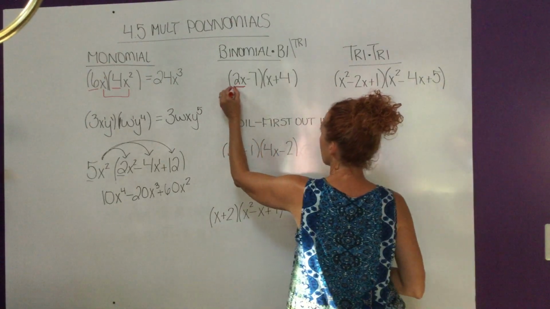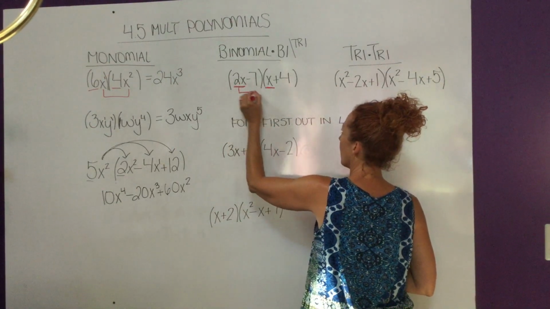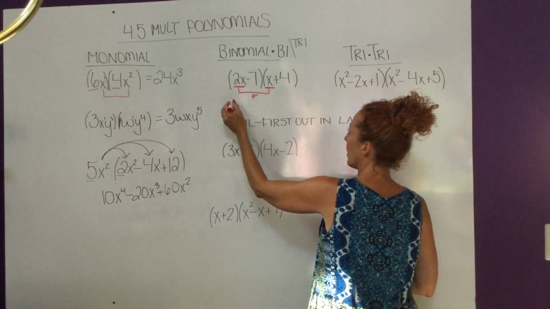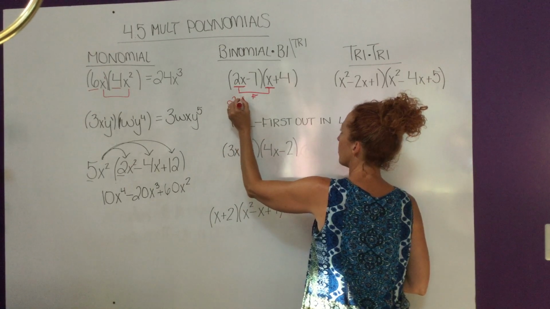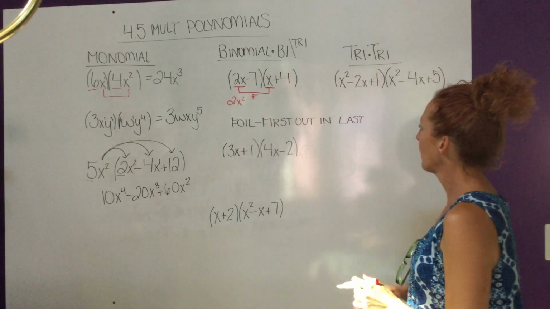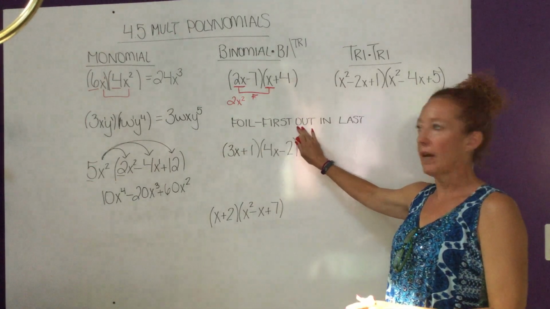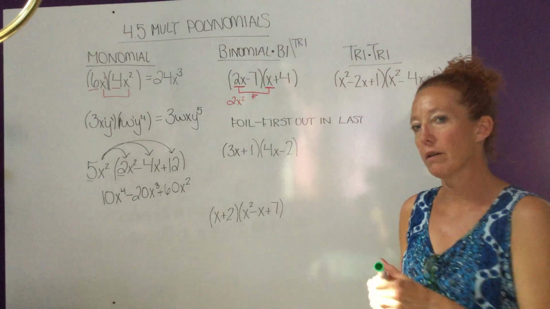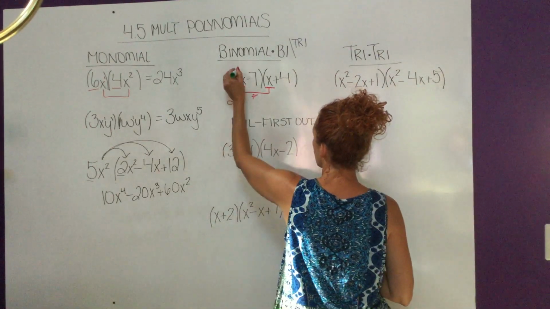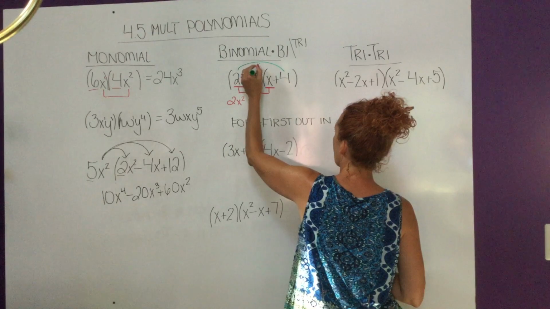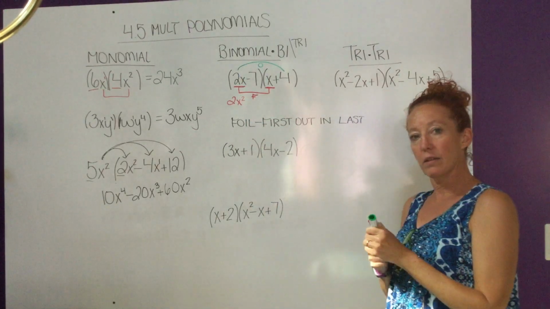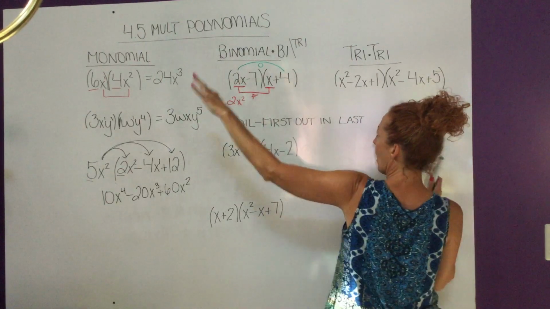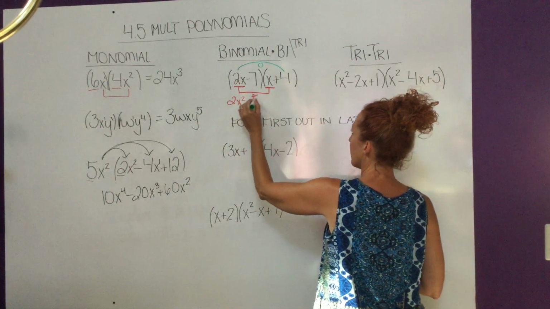So the first term here and the first term here, that's the F part of FOIL. So 2x times 1x is 2x squared. I think I'll end up with enough space. The next piece to do is the outside pieces. If you use too many colors, you'll really confuse yourself in your notes. But that piece right there is the outside piece. And so 2x times 4, the 2 terms that are on the outermost part. So 2x times 4 is a plus 8.